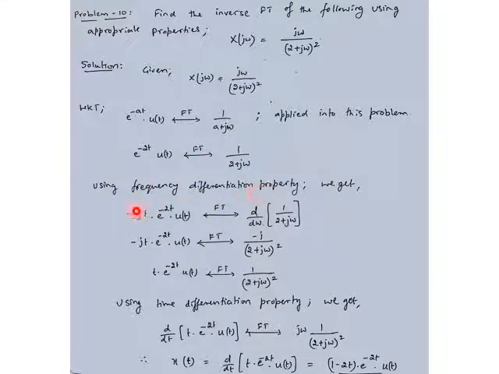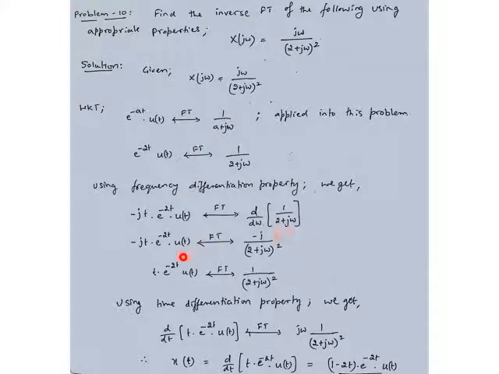The frequency differentiation property says: minus j t into e to the power minus a t into u of t, if I take the Fourier transform of that term, is d by d omega of 1 by a plus j omega. So this is the term which is expected. So minus j t with e to the power minus 2t u of t, if I take the Fourier transform of this term, I should get differentiation with respect to the frequency of 1 by 2 plus j omega.